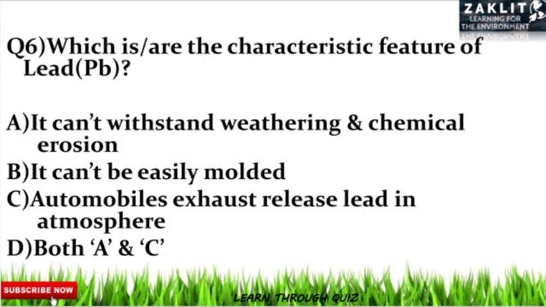The next question was, which is the characteristic feature of the element lead? And here the correct option will be option number C, that automobile exhaust releases lead in the atmosphere and it can also withstand weathering and chemical erosion, that is corrosion, and it can easily be molded also. So the first two statements are incorrect for the characteristic of lead.